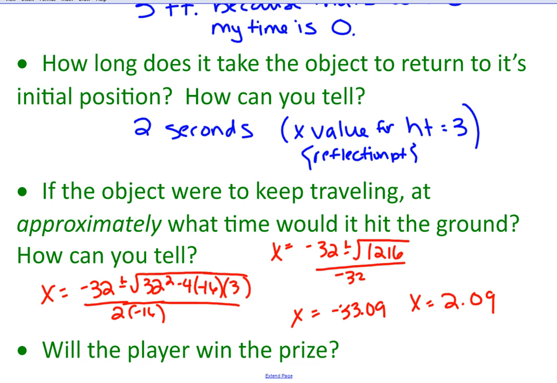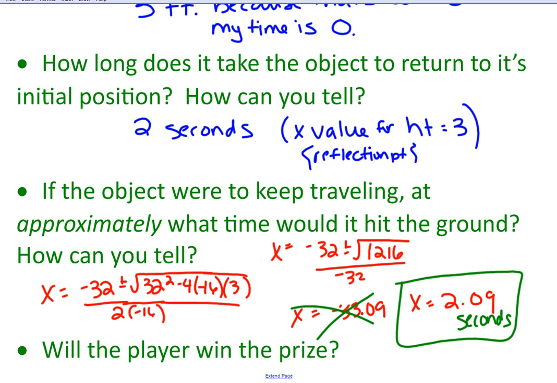Since I'm looking for how long it took for it to hit the ground, I can't have a negative time, right? So I would say it took about 2.09 seconds. Some people would say a little bit over 2 seconds. I think that would be good enough here, but there's my exact answer for how long it took.